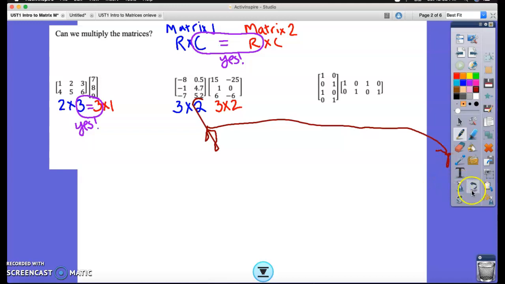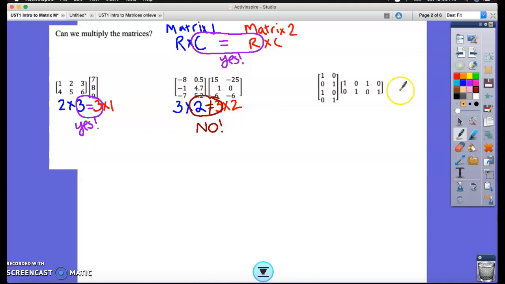Sorry about that, guys. These two numbers are not compatible. So sadly, they are not equal. So no, I cannot multiply these two matrices. It doesn't exist. It wouldn't happen.